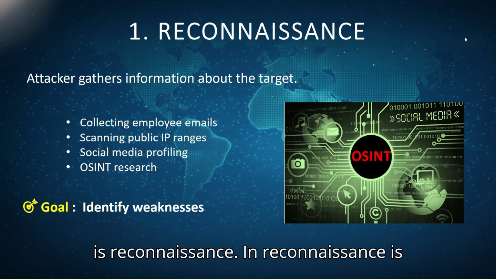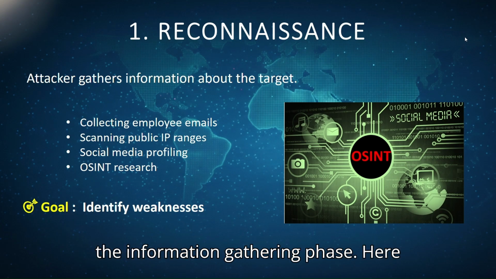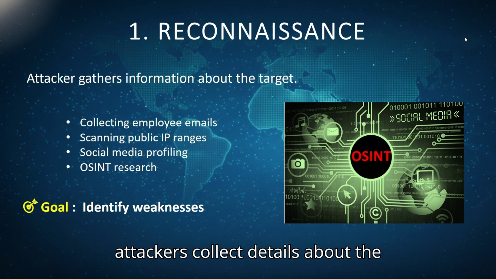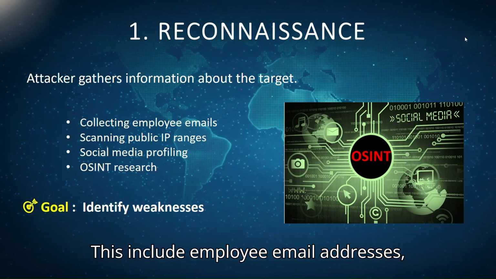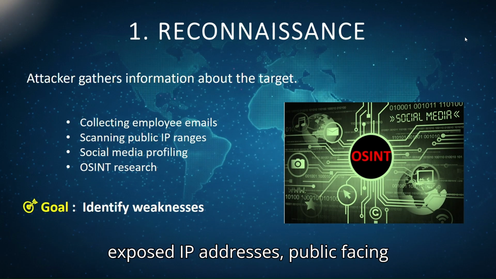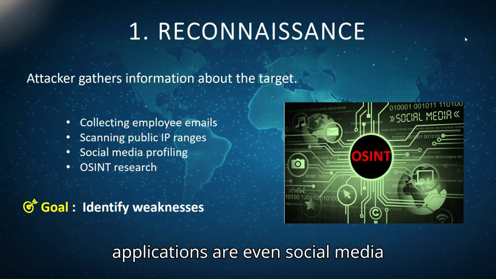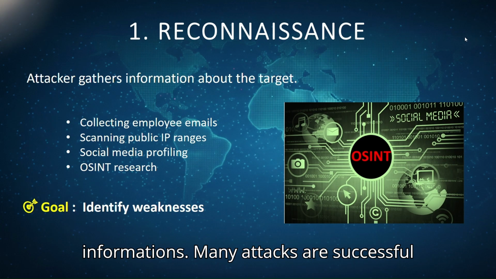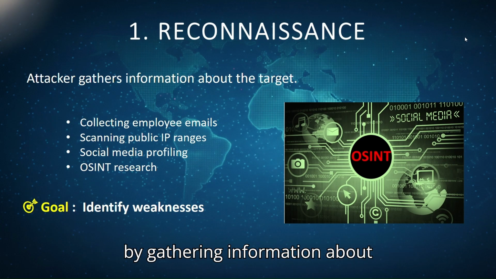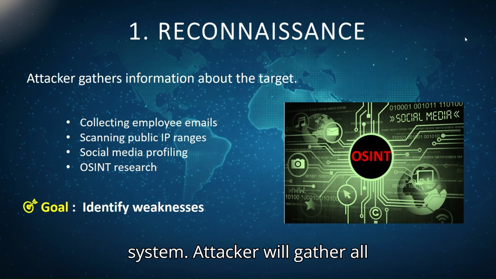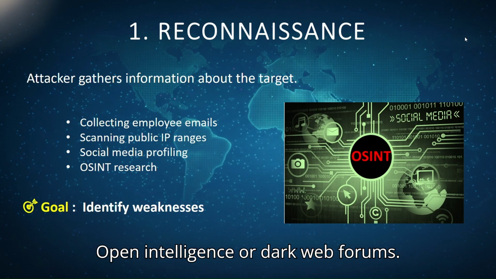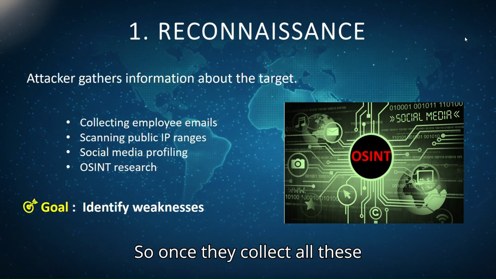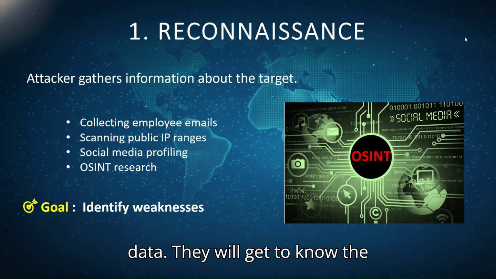First is reconnaissance, the information gathering phase. Here, attackers collect details about the target organization or individuals. This includes employee email addresses, exposed IP addresses, public-facing applications, or even social media information. Many attacks succeed by gathering information about the organization. Before infiltrating the system, the attacker gathers information from open-source intelligence or dark web forums. Once they collect this data, they get to know the weaknesses in the system.